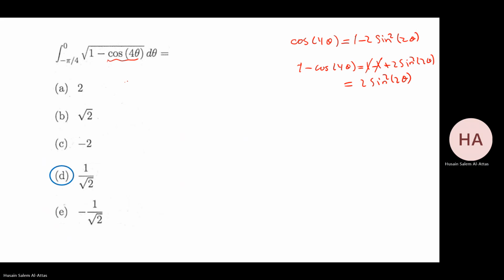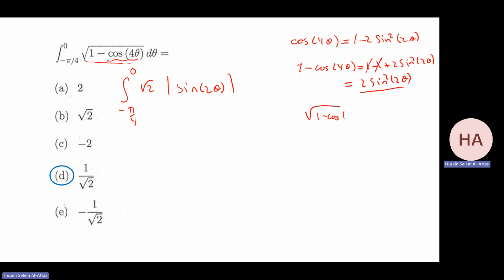Now I have, from minus pi over 4 to 0, and all of this is the square root of this, which is the square root of 2 sine 2 theta d theta. Be careful, wait. It's not sine 2 theta d theta. It's the absolute value of sine 2 theta. Note the square root of 1 minus cosine 4 theta is the square root of 2 times the absolute value.